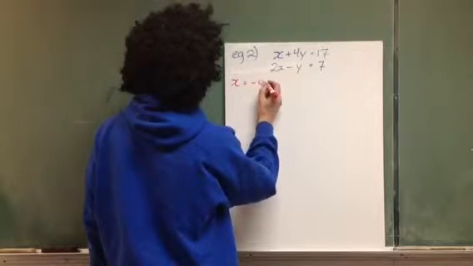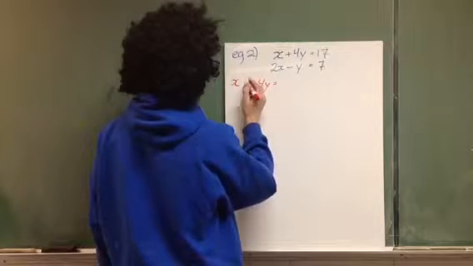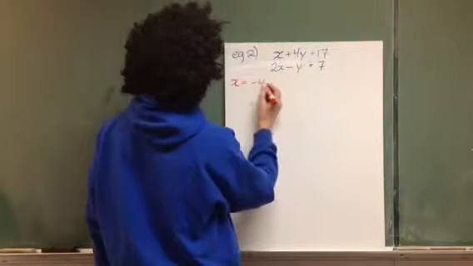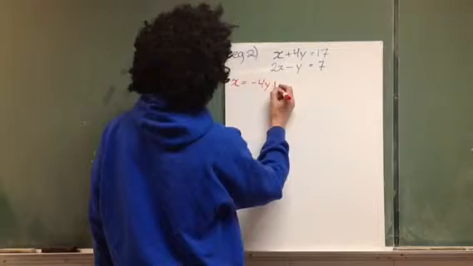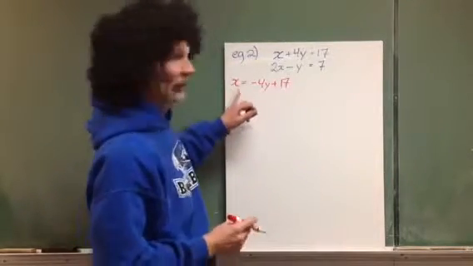Oops, daisy. x equals negative 4x. Sorry, I lost my mind for a moment. The hair got in the way.